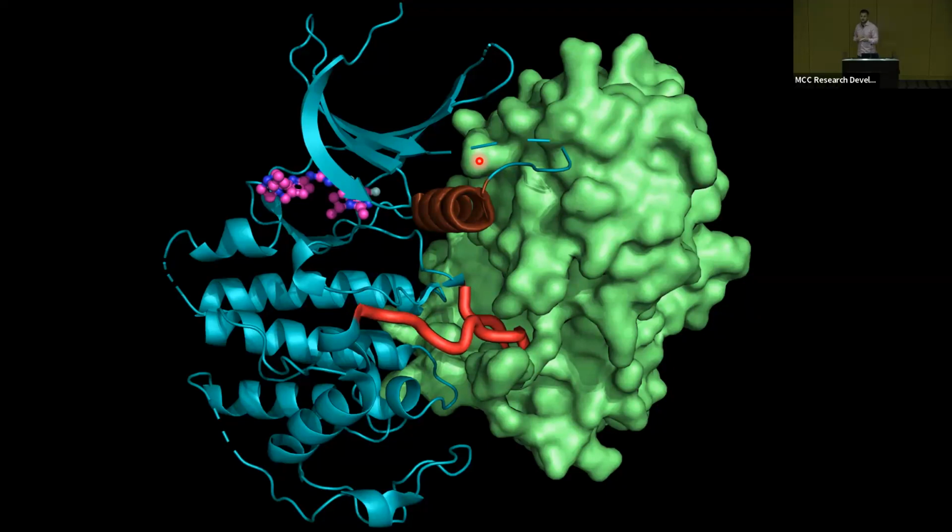Now, abemaciclib is one of 3 FDA approved drugs that are used to treat breast cancers, where an enzyme called cyclin dependent kinase 4, the cyan colored protein, is known to be involved in breast cancer progression. Now, when the drug interacts selectively with the active site of cyclin dependent kinase 4, enzyme activity is inhibited and it interrupts the growth of cancer cells.